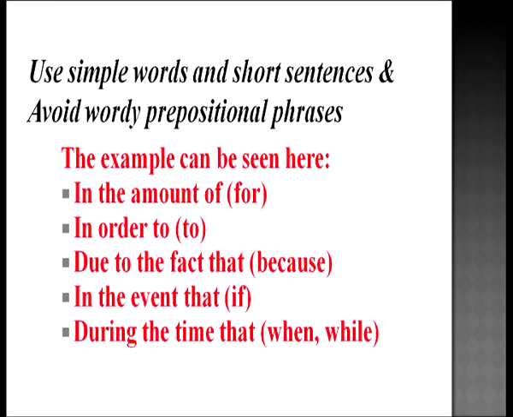Then next point is use simple words and short sentences and avoid wordy prepositional phrases. The example can be seen here. In the amount of, for, in order to, instead of, due to the fact that, we can use the word because. Instead of in the event that, we can use the word if. Like, during the time that, we can use when or while. Next point is use jargon only when necessary. Now what is jargon?